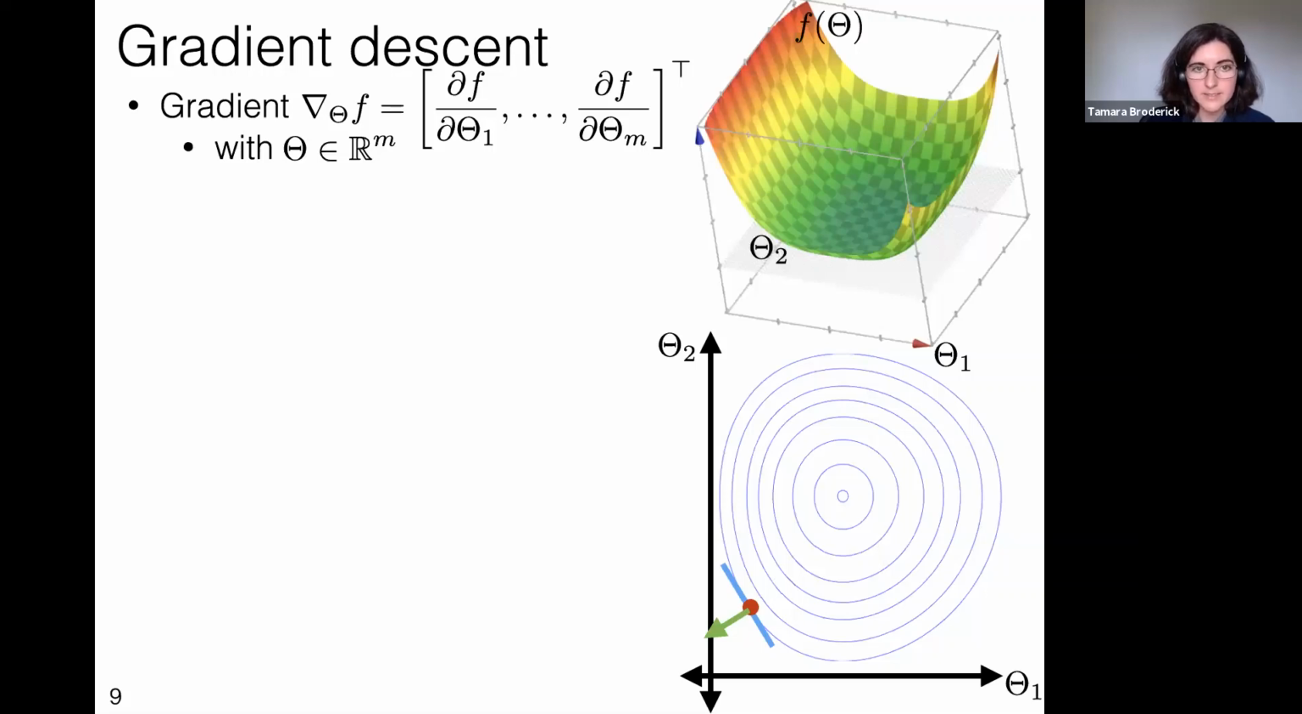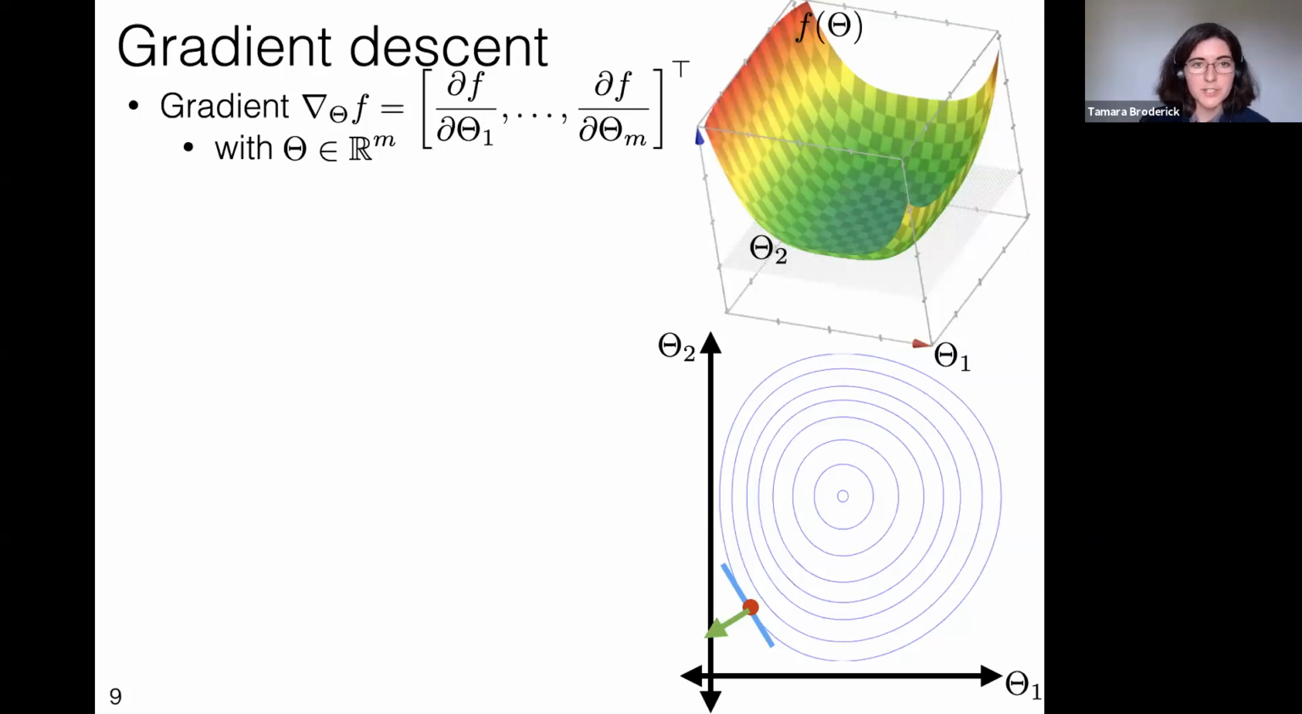Now the gradient has a precise mathematical description. Suppose our theta is in R^m. So here our theta is in R^2, but in general it could be m dimensional. The gradient is the vector of partial derivatives: the partial derivative of f with respect to the first variable, the partial derivative of f with respect to the second variable, up to the partial derivative of f with respect to the mth variable.